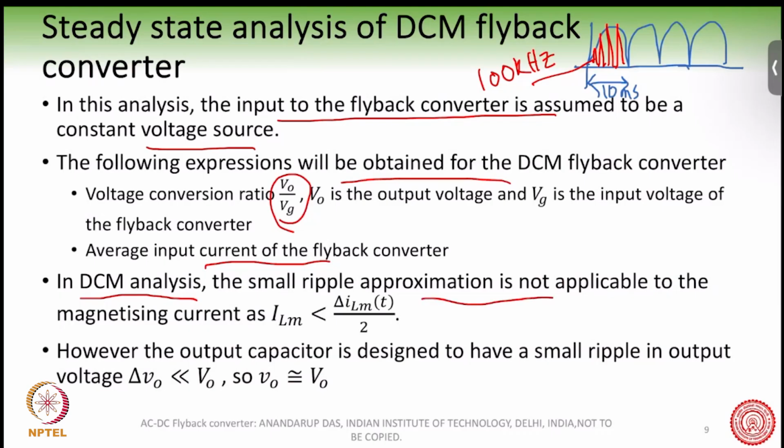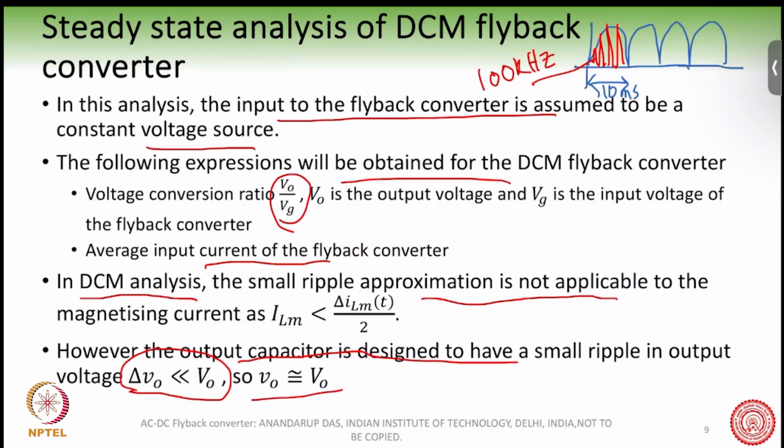One of the things that we must keep in mind is that in DCM analysis, the small ripple approximation is not applicable. We had used the small ripple approximation for the inductor current, or the magnetizing current ILM, in the CCM mode of operation, where the ripple was very small. But when you are going for DCM, the ripple can be much, much more. So in DCM analysis, the small ripple approximation is not applicable. However, the output capacitor is designed to have a small ripple. So delta V0 by V0 is maybe taken as 1% or 2%. That approximation is still valid.